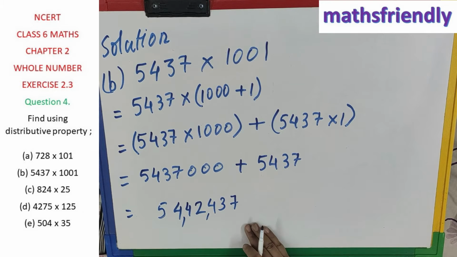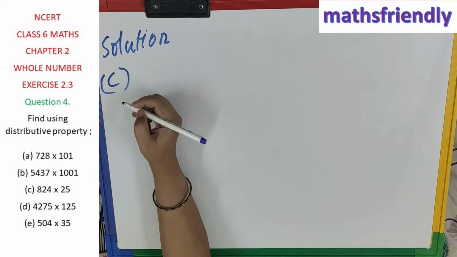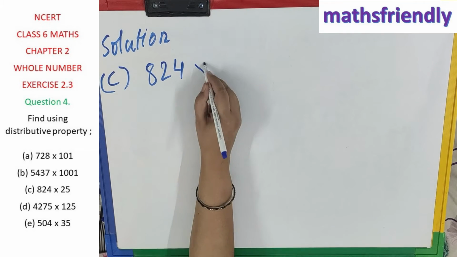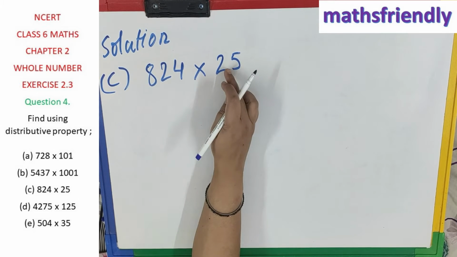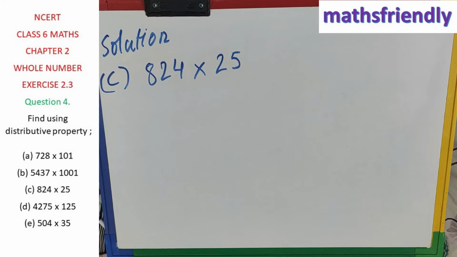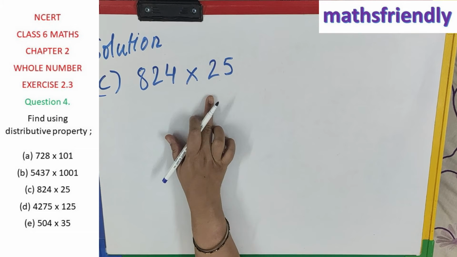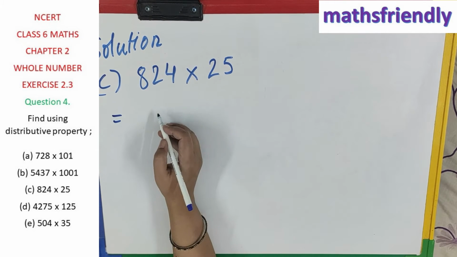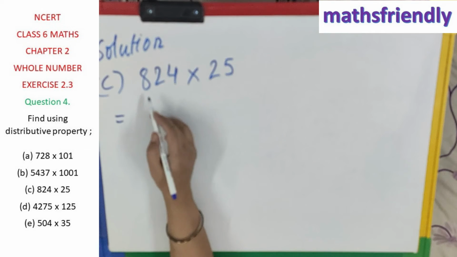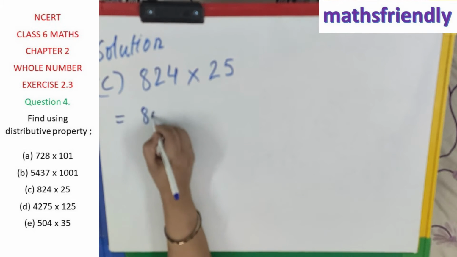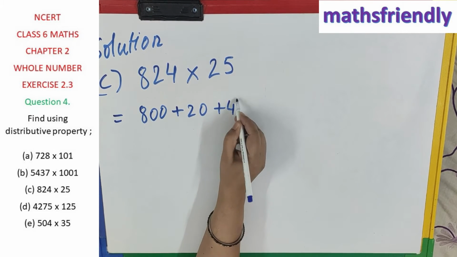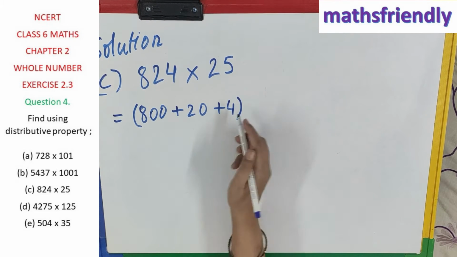So we found the product of these two numbers using the distributive property, and we very easily got the answer. Now let us do question number C. Find using the distributive property. Using the distributive property, we have to find this. Okay, so we have to distribute the numbers. So this 824 we will distribute as 800 plus 20 plus 4.